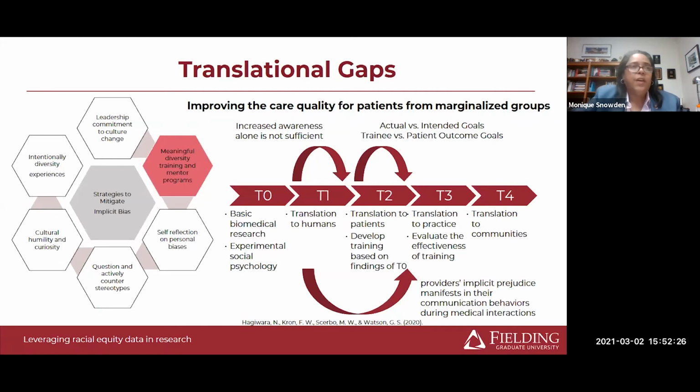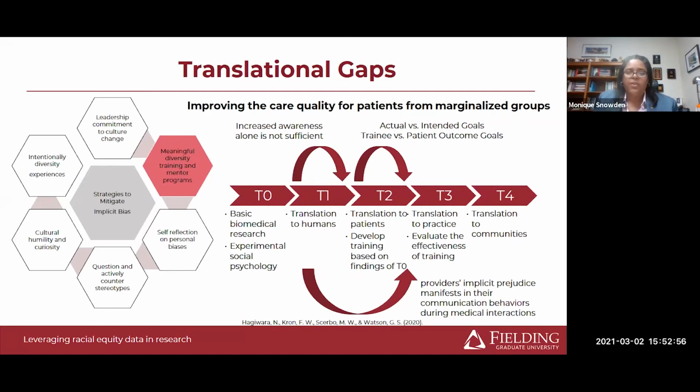So I want to shift here to translational gaps, just to bring it into context, particularly for CTSI. So what I did here is, you can see that I highlighted one particular thing, and this is from the organizational strategies, meaningful diversity training and mentor programs. So what we have here is from T0 to T4, looking at the translational process.